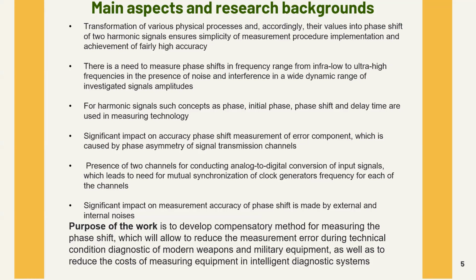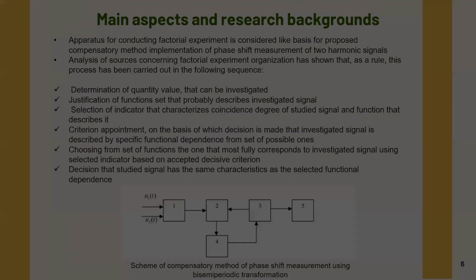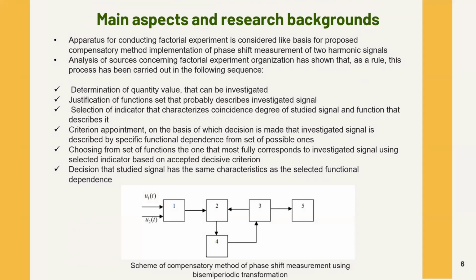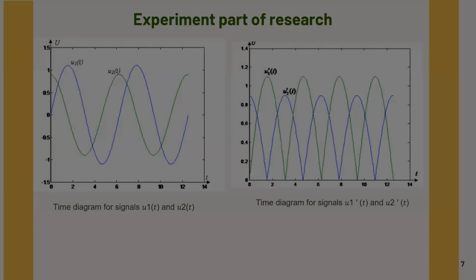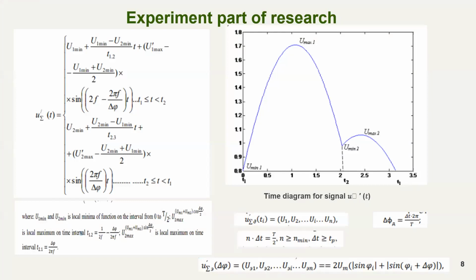The factorial experiment is the choice of the ratio that most fully describes the shape of the curves of the total signal obtained as a result of summation of two harmonic signals after two semi-periodic transformations. What do we mean by semi-periodic conversion? By semi-periodic conversion of input signals, we mean that input sinusoidal signals turn into two semi-periodic ones with further summation. By the form of the phase shift of the received signal, we determine the phase shift.